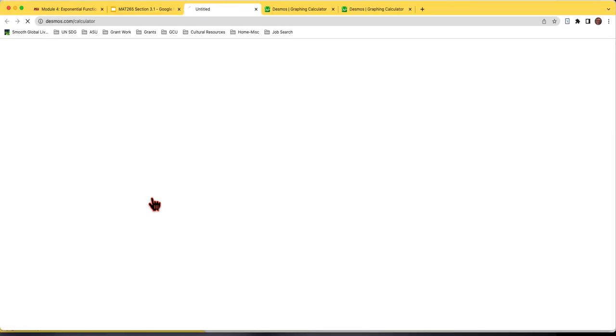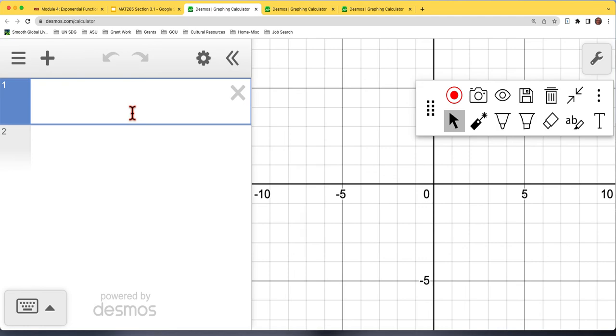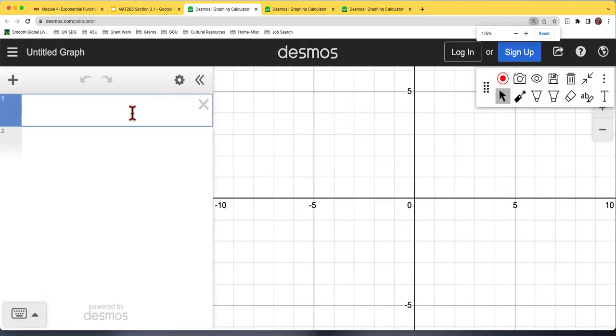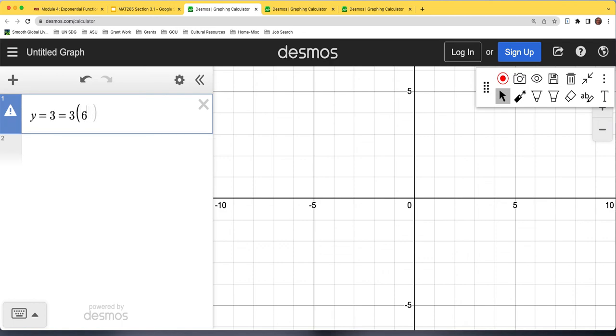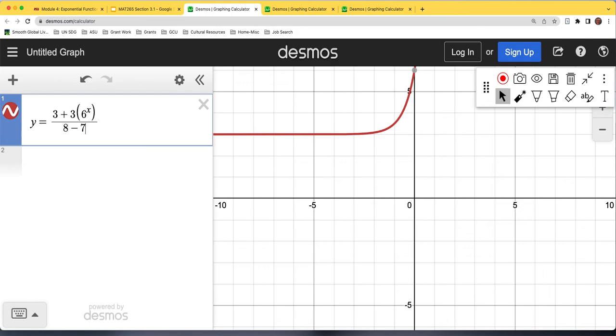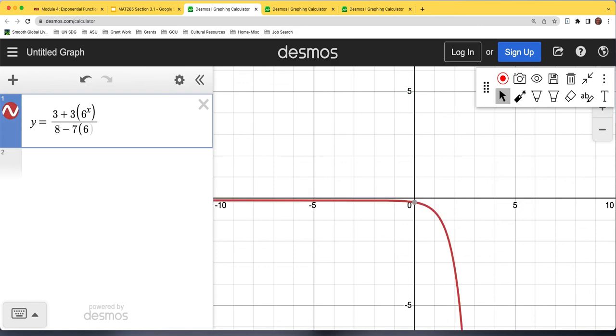So I'm typing 3 plus 3 to the 6. And again, when I use Desmos, I make it a little smaller. So y equals 3 plus 3 times 6 to the x, divided by 8 minus 7 times 6 to the x.